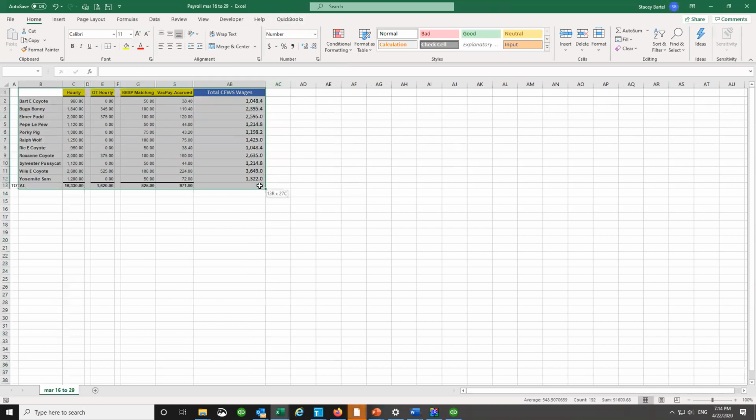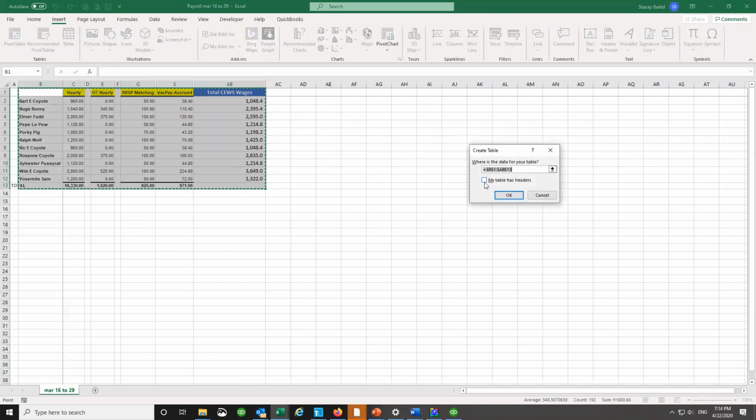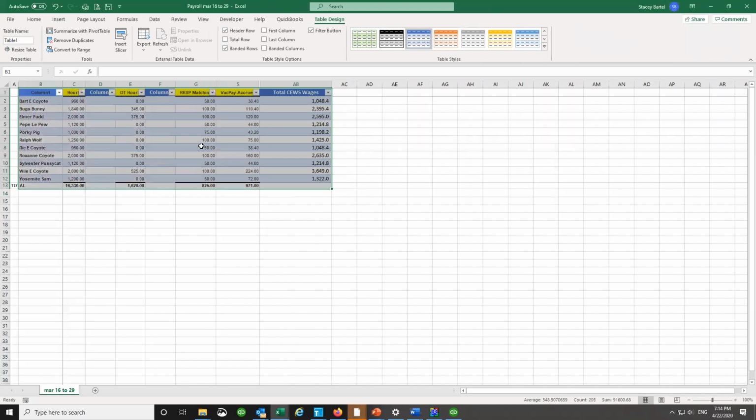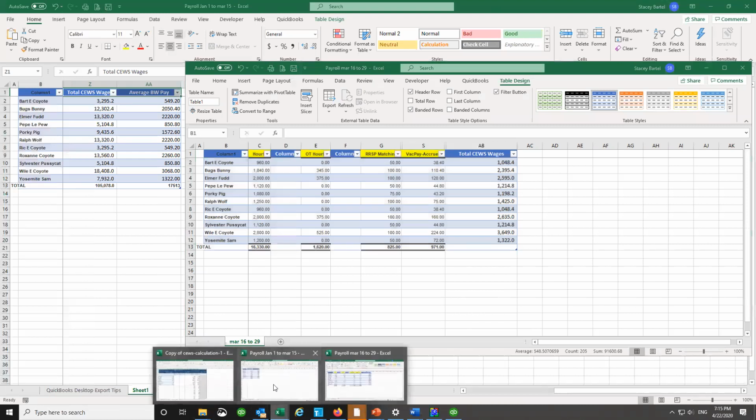Okay, anyways, one more time, we're going to make this a table just so we have the right colors. The table has headers, yes, all right, perfect. Now it's nice and clean, easy to see. We're going to minimize this. Now, I prefer working in the same worksheet, and this is something I should do.